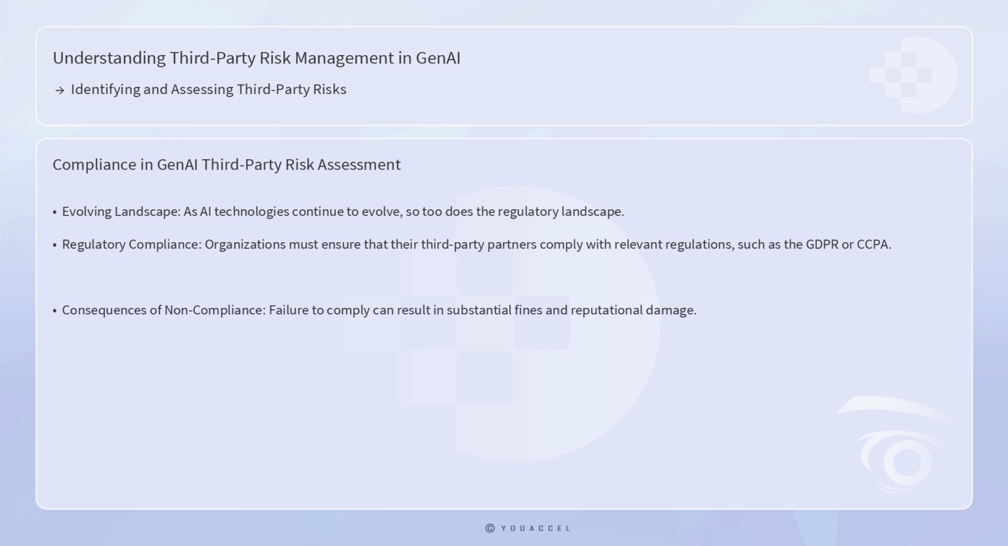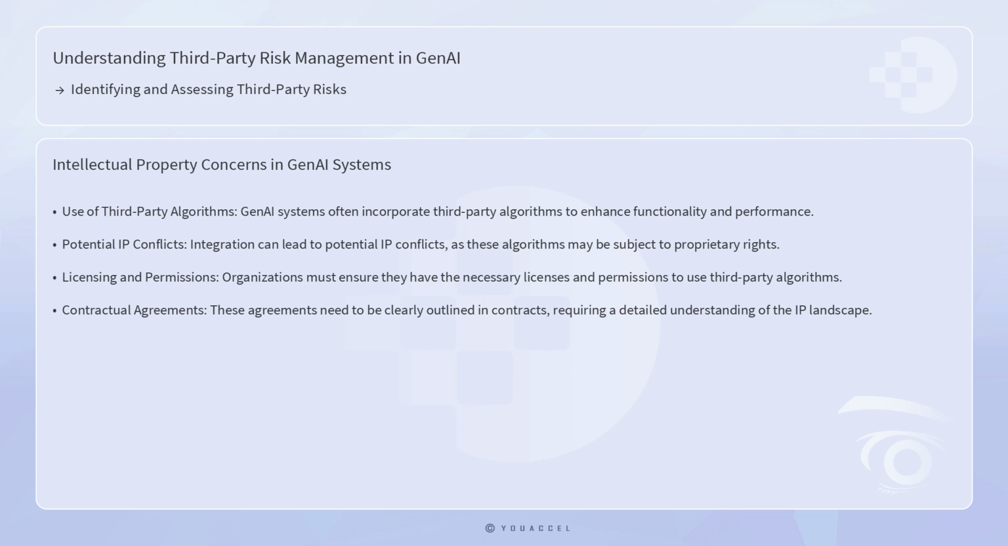For instance, in 2021, Amazon was fined a record $886.6 million for GDPR violations related to data processing practices. This underscores the importance of selecting third-party providers who are not only compliant, but also proactive in their approach to regulatory changes. Intellectual property concerns are particularly salient in the use of third-party algorithms and models.